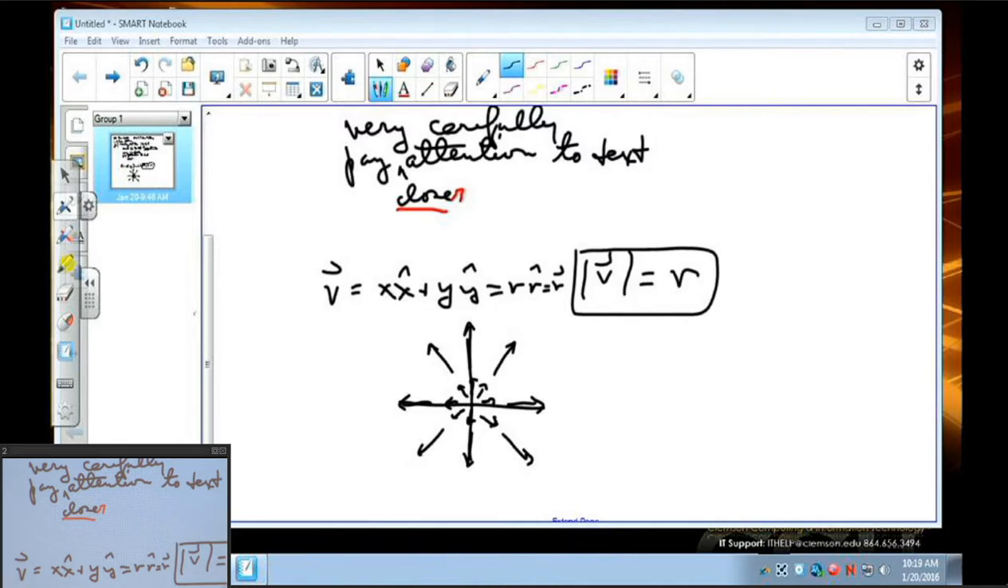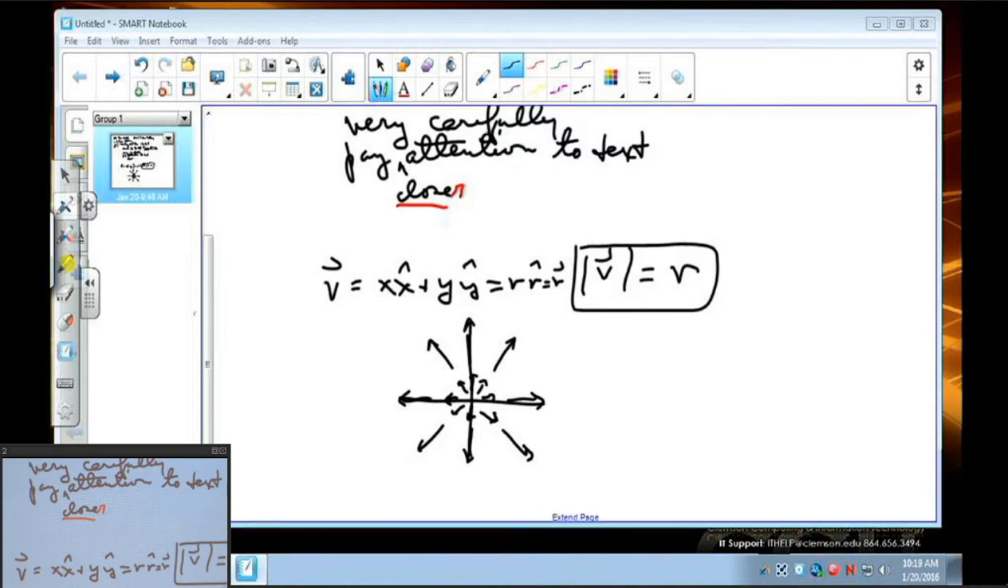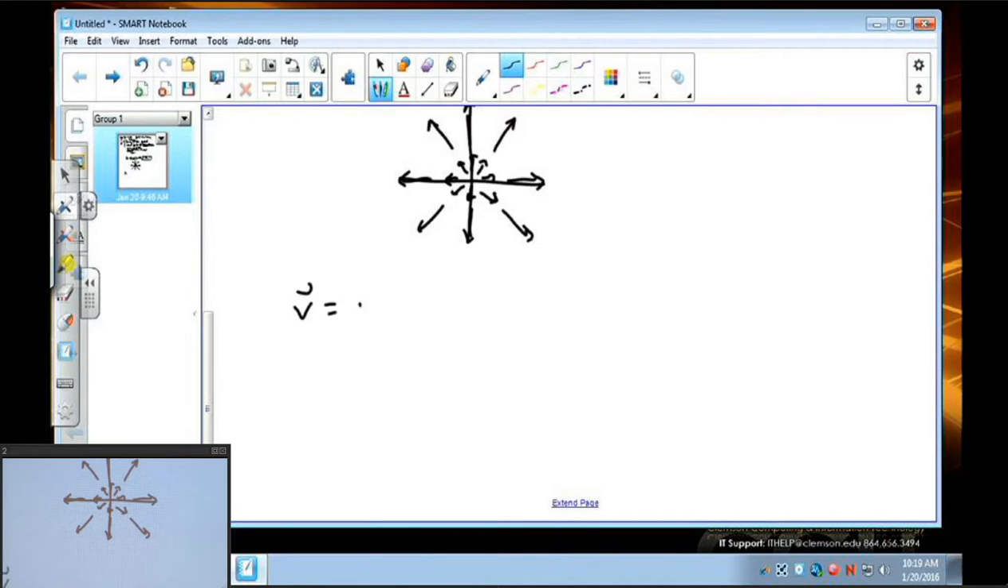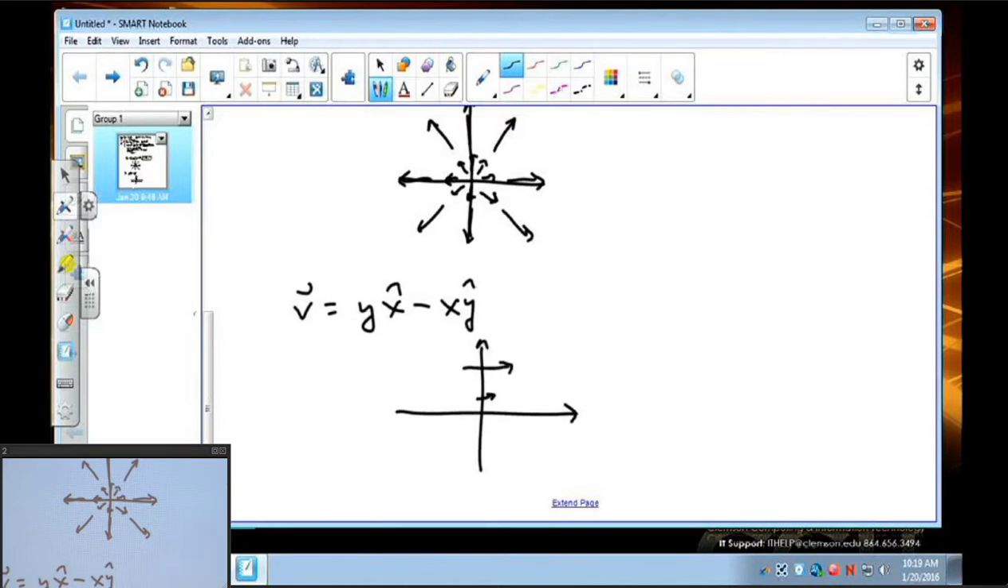Okay. So the second one is y x hat minus x y hat. And that is one that looks like a vortex. Again, the strength of that is exactly the same. It increases linearly in proportion to the distance from the origin. And as you get close to the origin, the magnitude of that field, the field vectors, decreases to 0. So it should look like that.